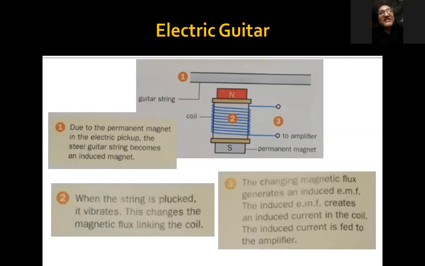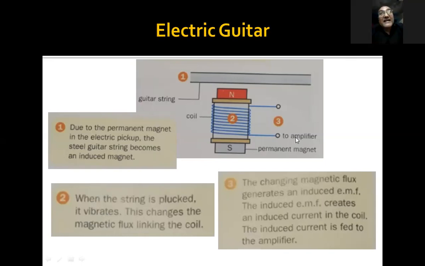So it's like a magnet moving near this coil. And when this magnet moves, the magnetic flux of this magnet passing through this coil will be changing. And due to that, the EMF will be induced in this coil. And due to that EMF, the current will be induced here, and that current is fed to an amplifier.